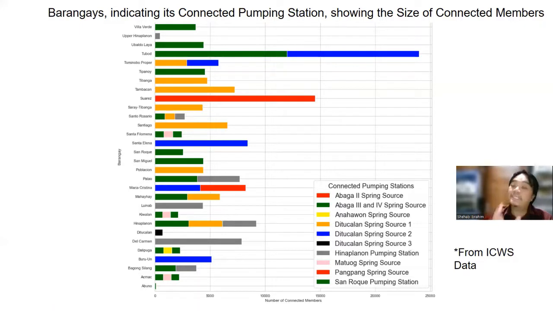But in the Tubod barangay, there are 2 connected pumping stations: the San Roque pumping station and the Ditokalan Spring Source 2. For the Villa Verde, there is only 1 connected pumping station, which is the San Roque. For the Santa Rosario, there are 3 connected pumping stations: the San Roque, the Ditokalan Spring Source 1, and also the Hinaplanon pumping station.